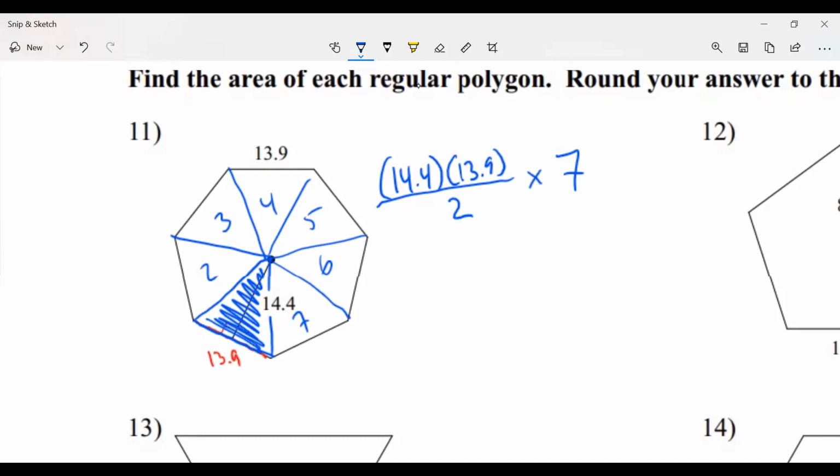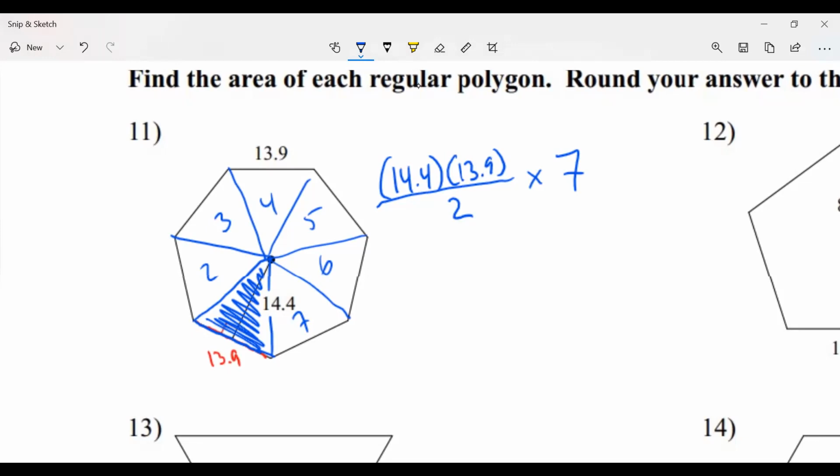Now 7 is not just a random number. 7 happens to be, if you notice, how many sides the polygon has. So for future reference, if my polygon has 5 sides, I'm gonna get the area of one triangle and multiply by 5. If my polygon has 9 sides, get the area of one triangle and multiply by 9. So in general, I'm gonna get the area of one triangle and multiply by how many sides there are.